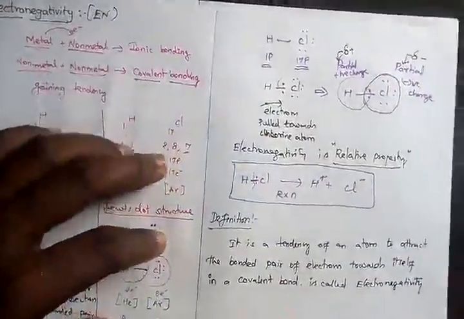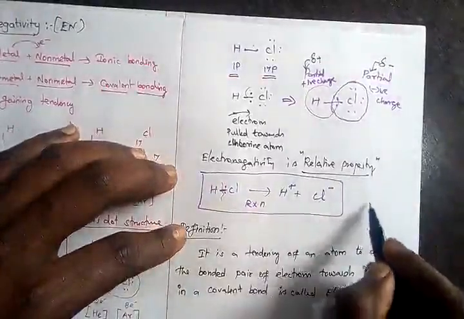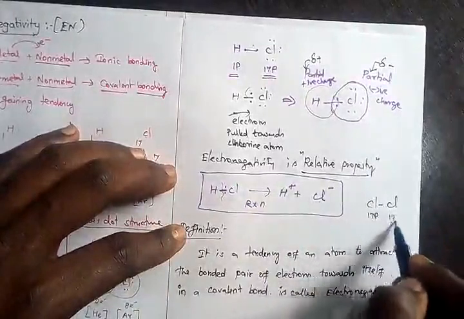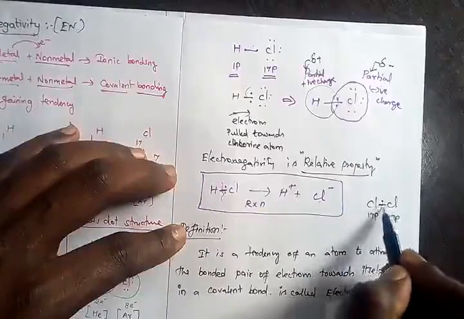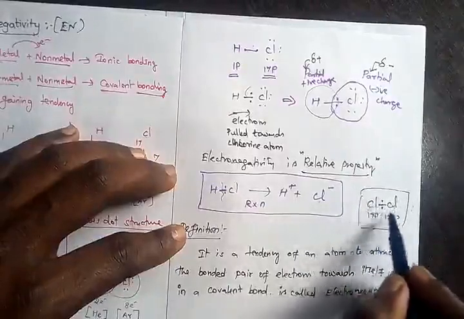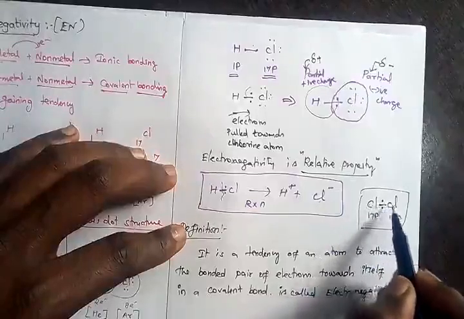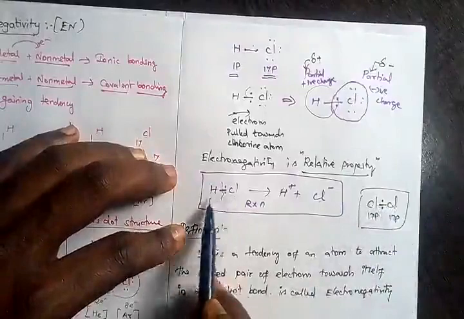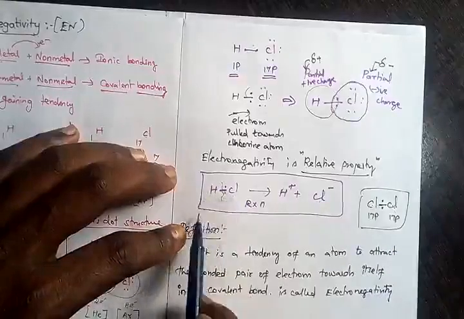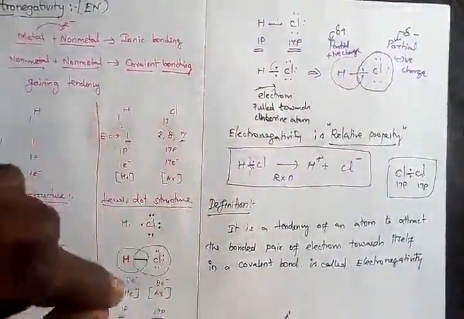I told you it is a completely relative property, right? What will happen if two chlorine atoms share these electrons? This has 17 protons, this also has 17 protons, so the electrons lie exactly in the middle, so there is no problem. In this case, equal electronegativity elements are bonded to each other, so the electrons lie exactly in the middle. Whereas when there is a difference in electronegativity between the bonded atoms, there will be a partial charge like this. This is what you have to understand.